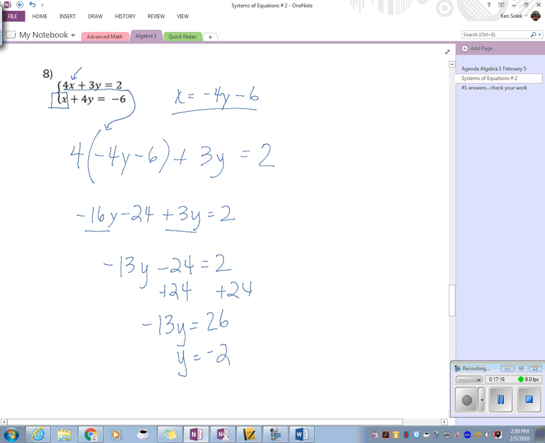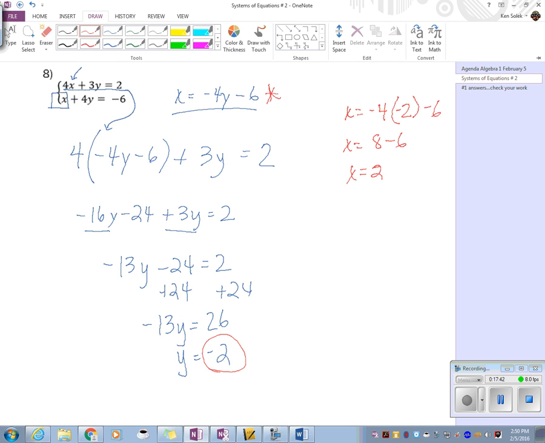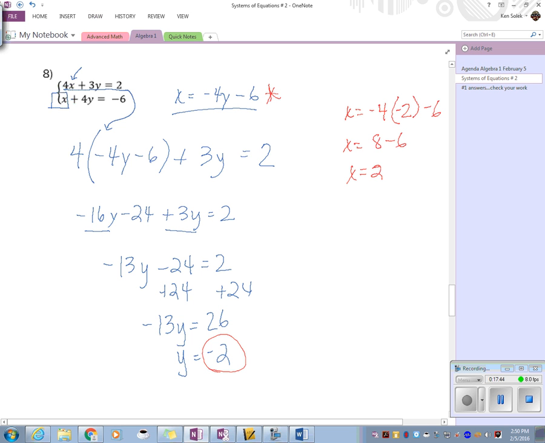Now this one is already set up quite nicely to find x. So I'm going to use that one. x is equal to negative 4 times negative 2 minus 6. So x is equal to 8 minus 6, where x is equal to 2. So our solution is 2, negative 2.